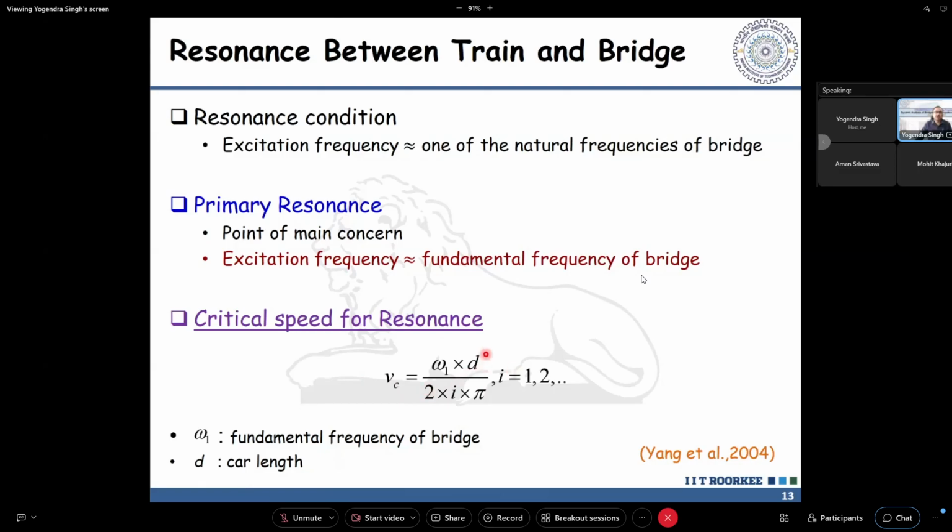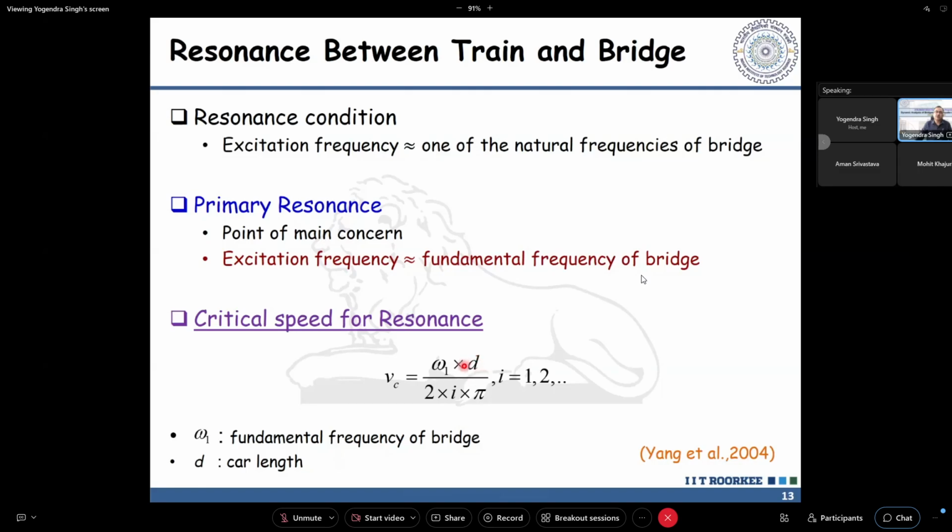Another thing you see here, D has been used, no L is used. I will explain this D slightly later. This has been actually calculated for a train of loads, not for a single load. So when the single load was there, then L was appearing in the expression. Now this is the distance between the two loads which are repeating periodically. So in case of a real train, this is the length of a car of the train.